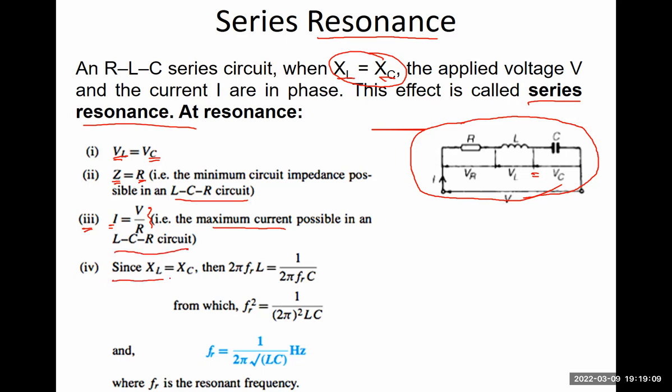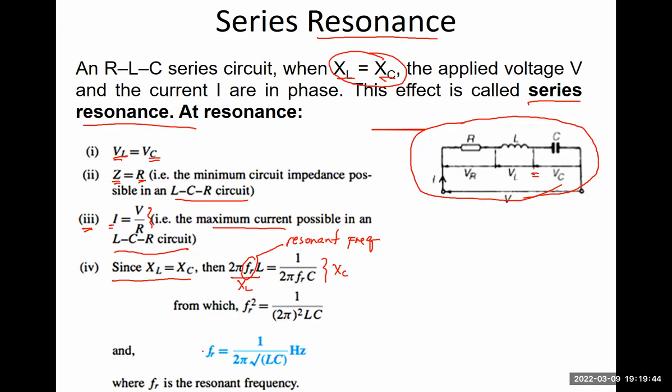Okay, and then since XL is equal to XC, then 2 pi FRL, the FR now corresponds to the resonant frequency. So this is the resonant frequency, that is 2 pi FL, ito yung XL natin. And this is our XC, 1 over 2 pi FRC.